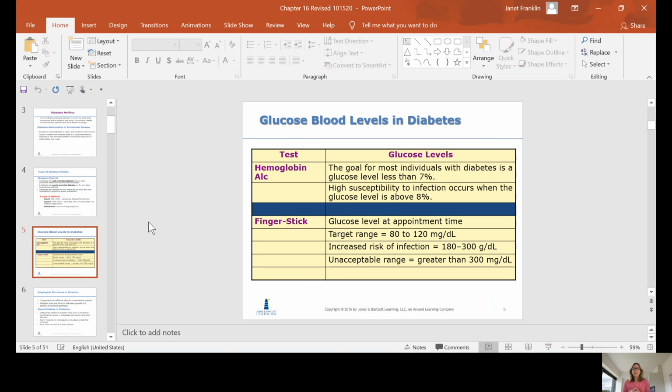So a finger stick can be done for glucose levels, and an A1C is actually a measurement of your blood sugar over a period of time. A glucose finger stick measures the level at the current time. Patients oftentimes will have to stick their finger every day and measure their sugars or their glucose levels. But the A1C is something that's drawn at a doctor's office, and it's measured over a period of time.